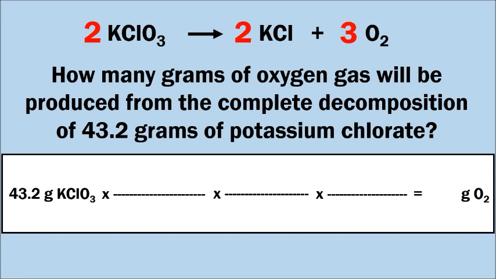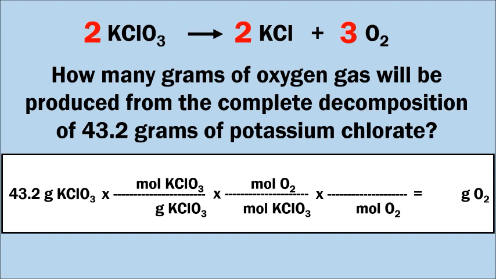In our first step, let's put grams of potassium chlorate on the bottom, but now we're going to go to moles of that same chemical. Then we'll put moles of potassium chlorate on the bottom in our next step, and now we'll go to moles of oxygen. And finally, moles of oxygen will now be on the bottom in our final step, and we go back to grams of oxygen. So in these 3 steps, we have to supply the numbers.